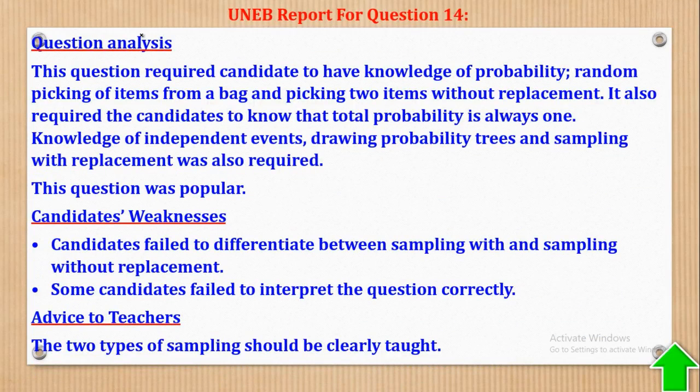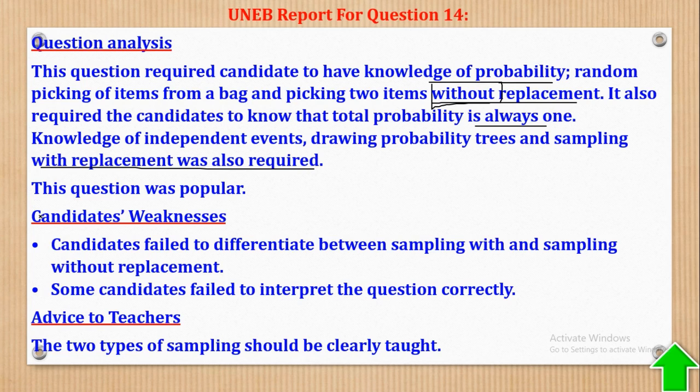So now let's look at the report for question 14. So this question required candidates to have knowledge of probability, random picking of items from a bag, and picking 2 items with replacement. It also required the candidate to know that total probability is always 1. Knowledge of independent events, drawing probability, tree diagrams, and sampling with replacement is also required.